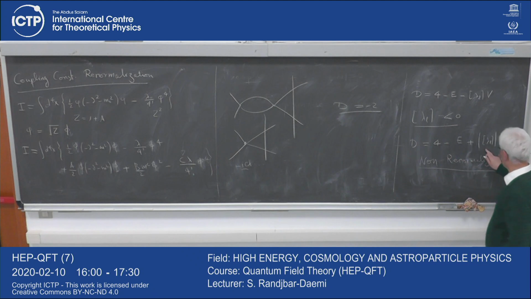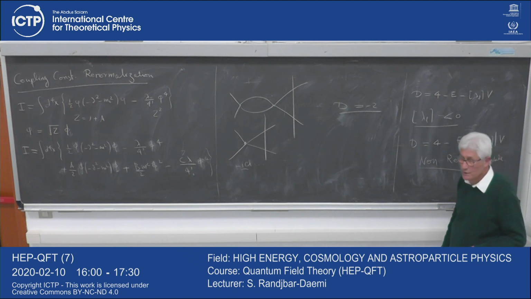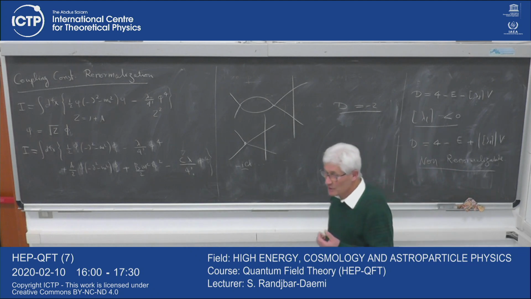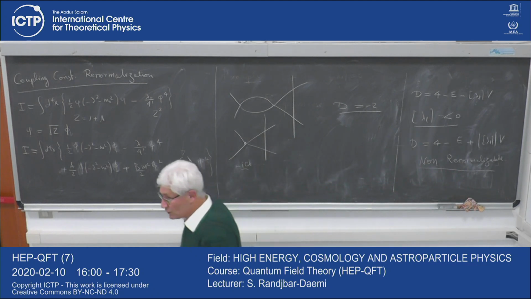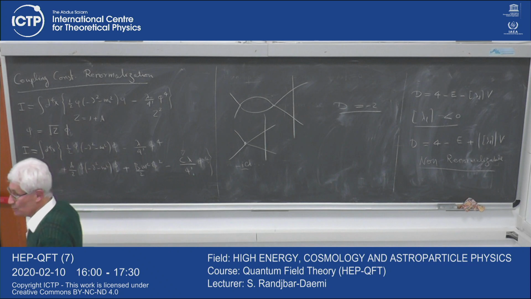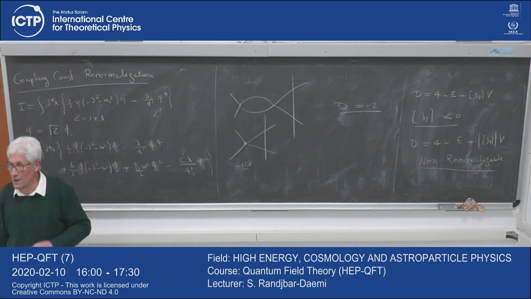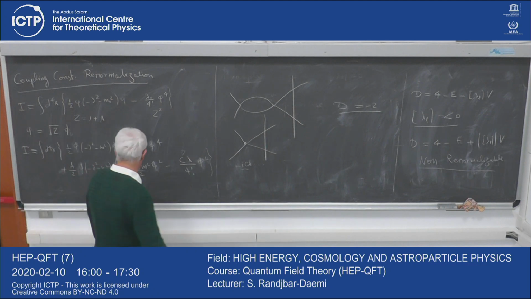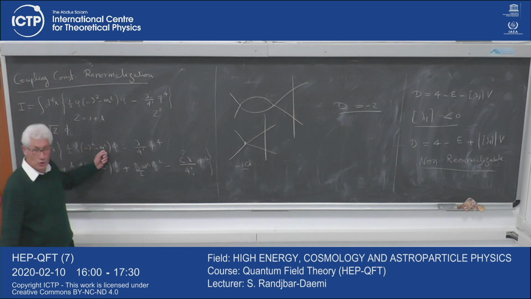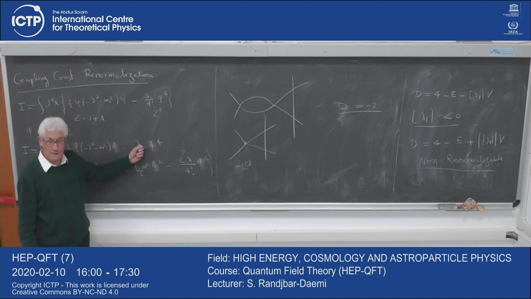This is the reason I mentioned a couple of times in the previous lectures that in order for a model to be renormalizable, the mass dimension of all the couplings in the Lagrangian should be non-negative, either 0 or positive. M squared can be considered as a coupling, and it has mass dimension 2, plus 2. For phi to the 4, lambda has mass dimension 0.